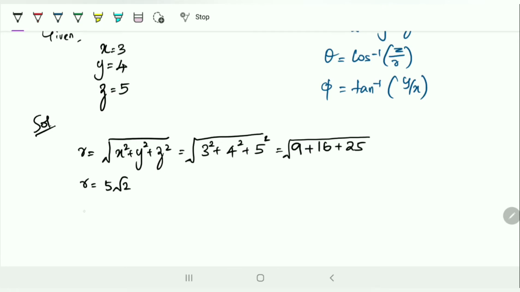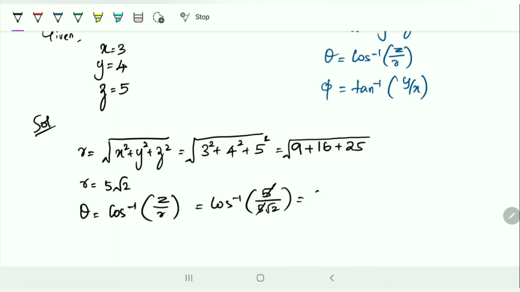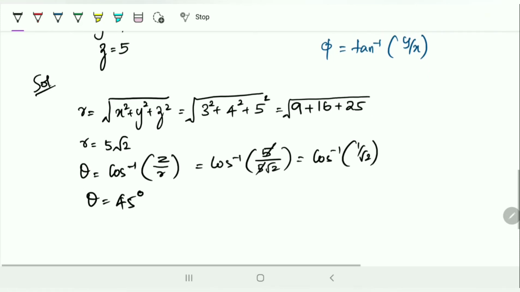Then the next one is theta, which is cos inverse z by r. The r value we have already found, and the z value is already known to us, which is 5. So this is cos inverse of 5 by 5 root 2, and the 5 and 5 get cancelled. You get cos inverse 1 by root 2, which will give you 45 degree. So we'll take theta as 45 degree. That's the answer for theta.